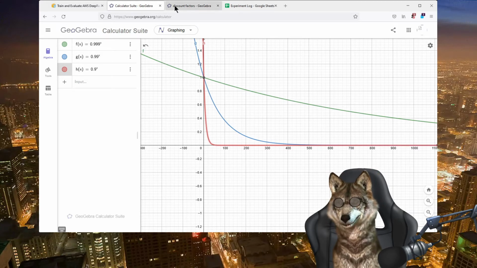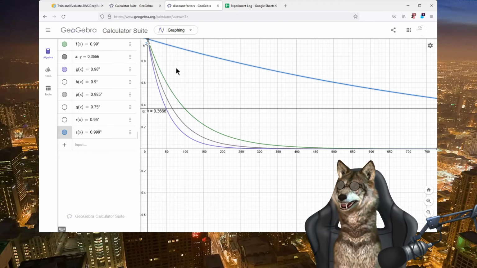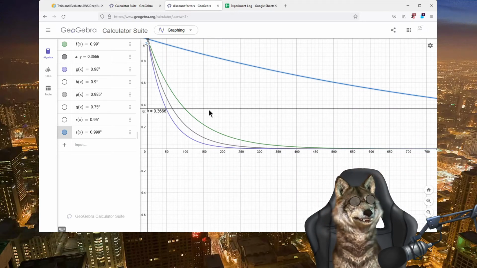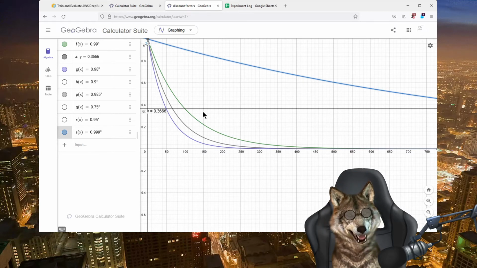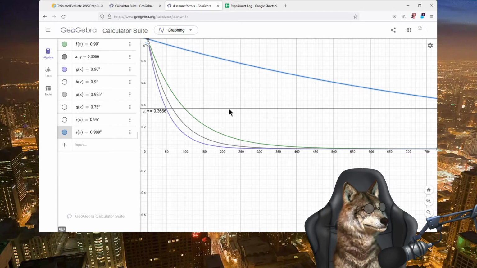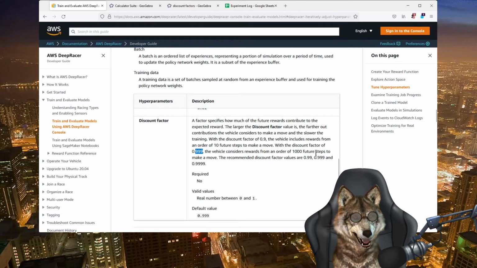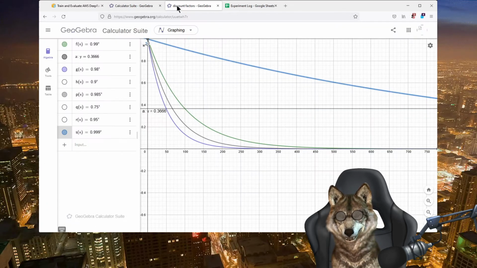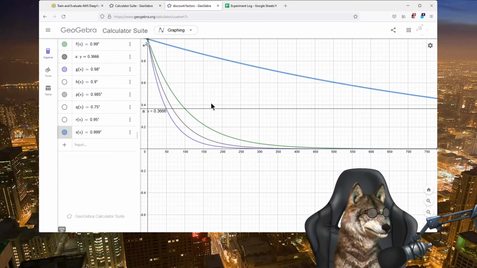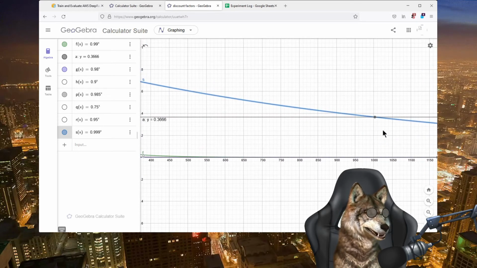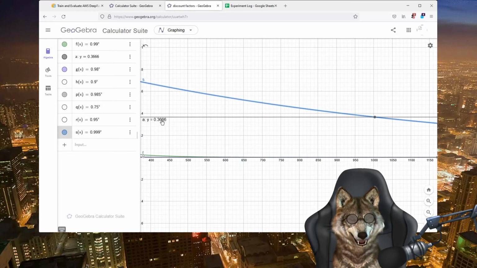All right, so I'm going to skip ahead. I plotted out a few charts. And if we take the documentation at face value, let's go back to the documentation, that a discount factor of 0.999 gives you an order of 1,000 future steps. I basically plotted that out, looked at where 1,000 intersects that line, and it's at y equals 0.3666.